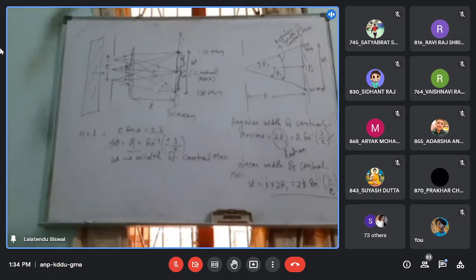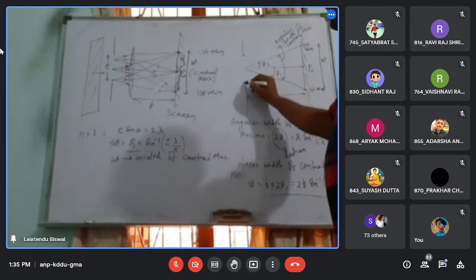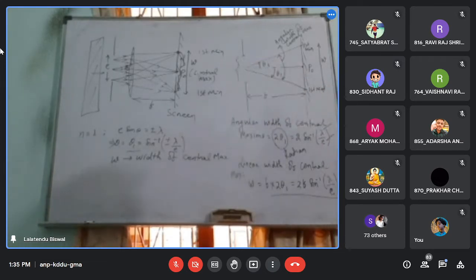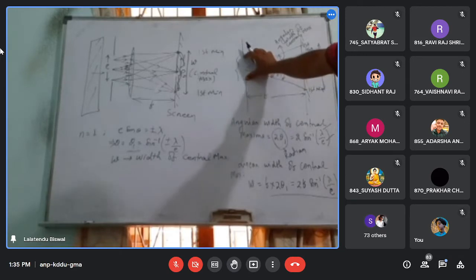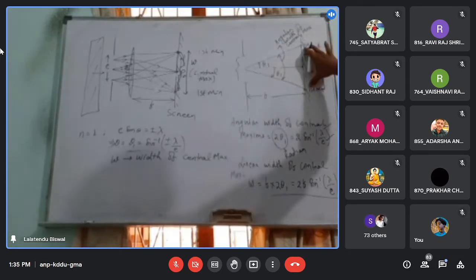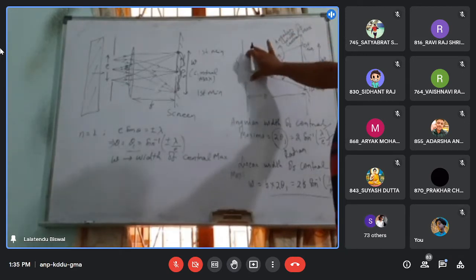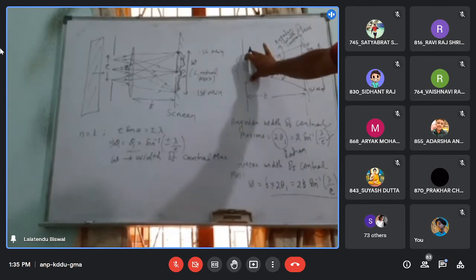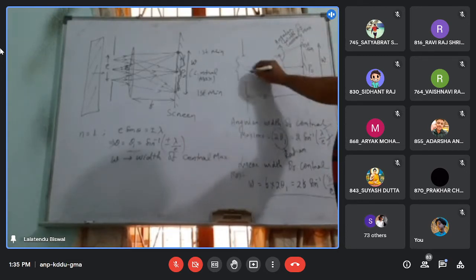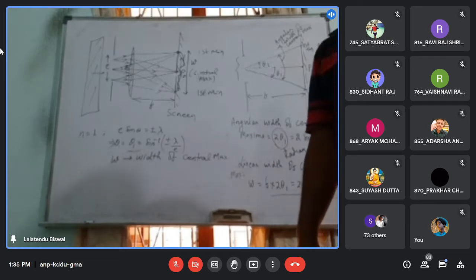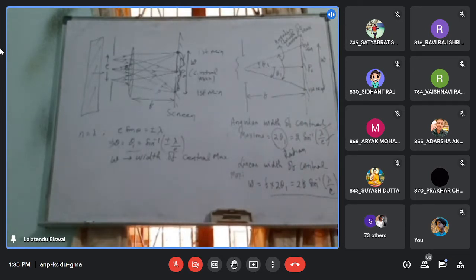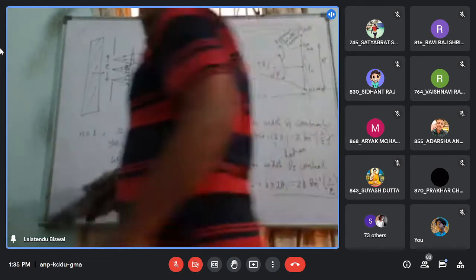When you say that there is diffraction, you see, this is the size of the slit. If the width of the central maxima is more than the size of the slit, then it will appear that the light has effectively bent. And for this to be seen, what you need is theta 1 should be large. I can give you an example here.